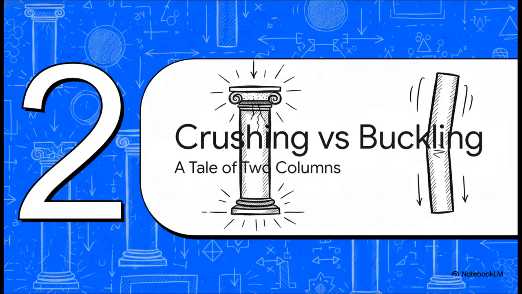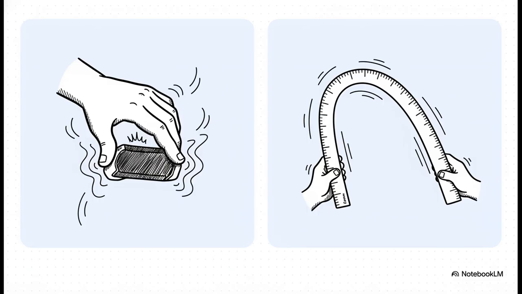Moving right along to Section 2, crushing versus buckling. How does a column's physical shape, specifically its height versus its thickness, dictate how it's ultimately going to fail? It really is a tale of two very different columns. Think of it like this. If you take a short, thick rubber eraser and press down on it with your hand as hard as you can, it just squishes and bulges out, right?